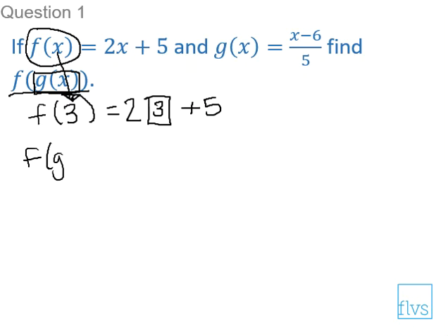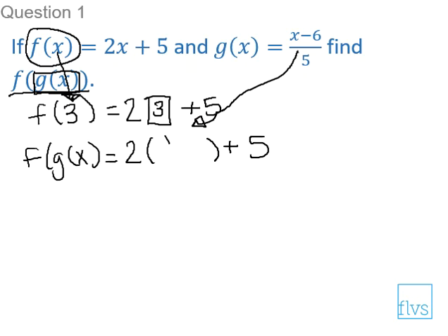So anytime I see an x in my f of x, I'm going to insert g. I like to replace the x with parentheses, so that helps me know where I'm going to input my g of x. All right, so I've put that there, and now I'm going to put g of x into that spot, which is x minus 6 over 5.